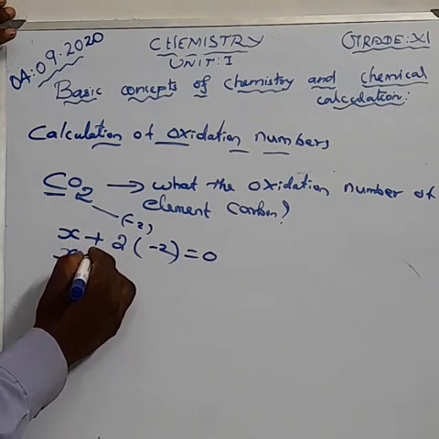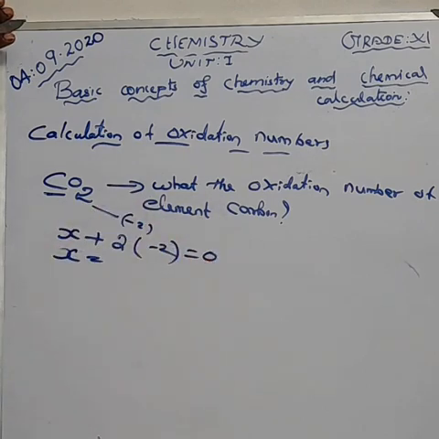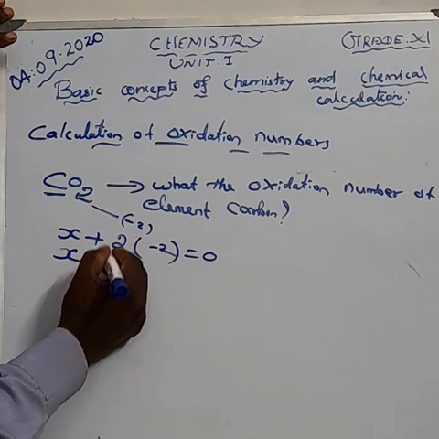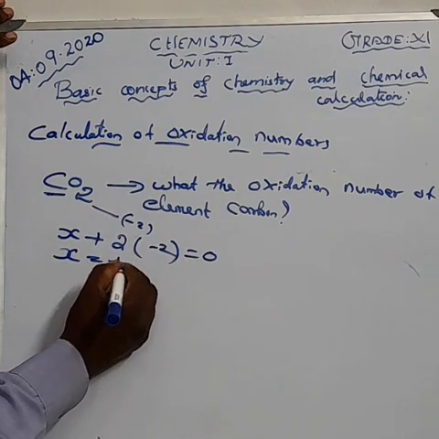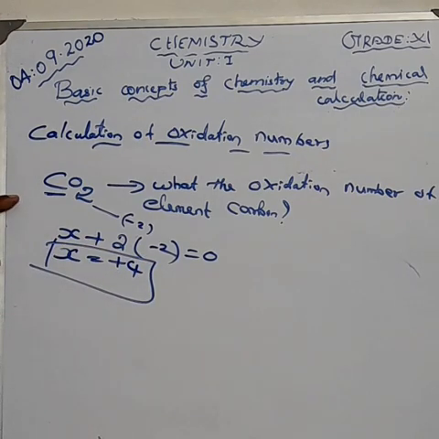So X equals what? X plus 2 into -2, that is -4, equals 0, so X is +4. So the oxidation number of carbon is +4. Can you write? Yes or no?